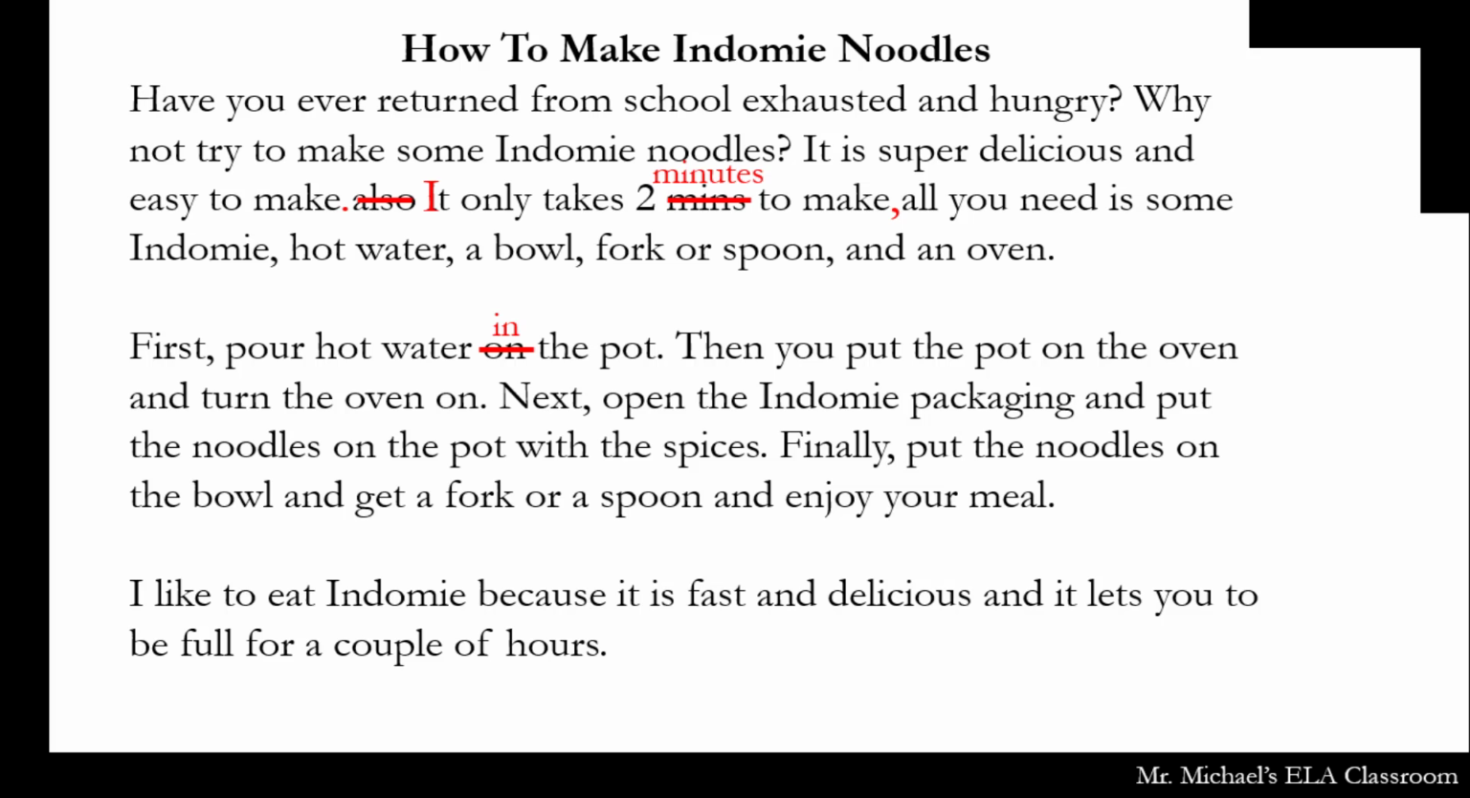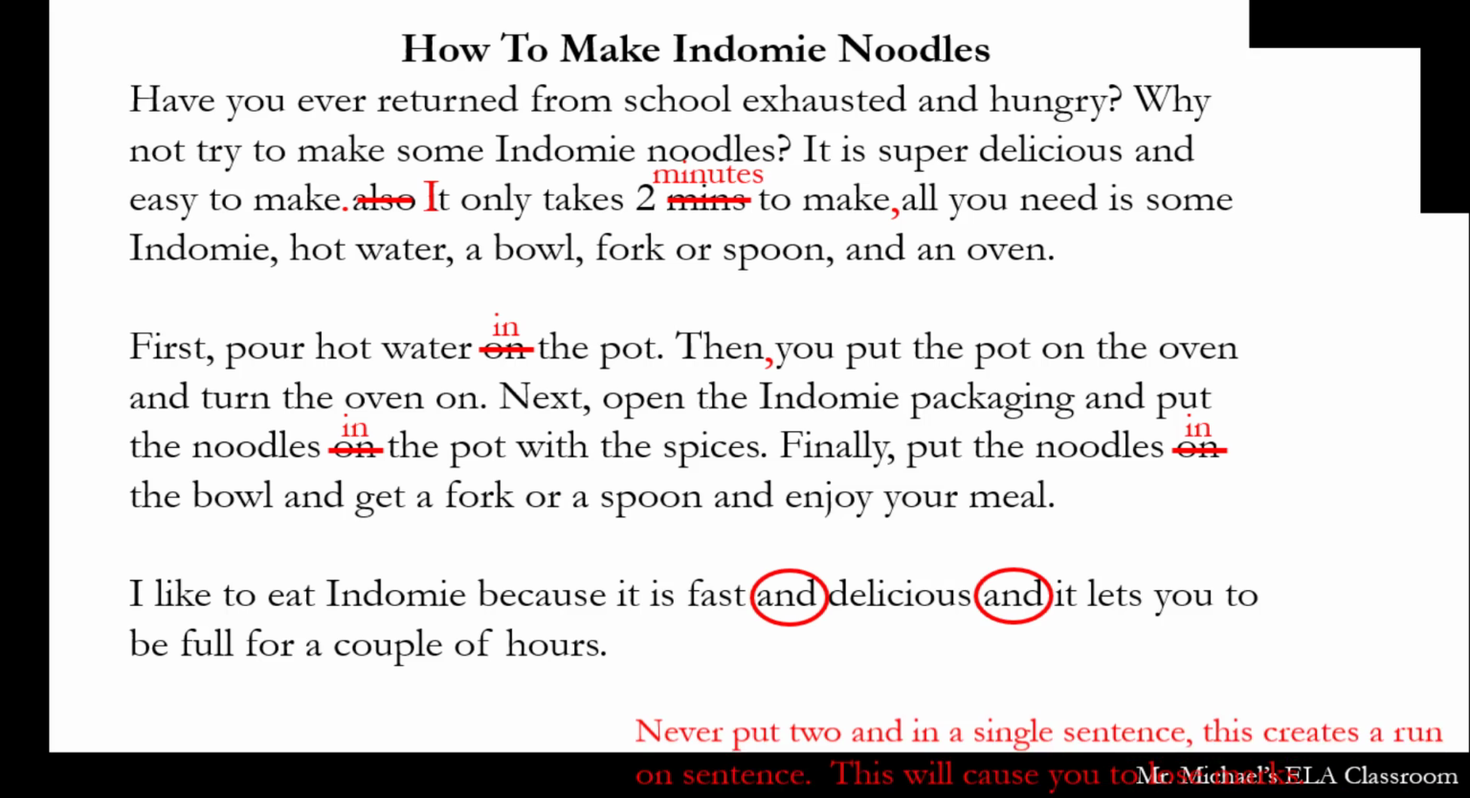Again, this is a very common error where we put in instead of on. If we want to think about it, this is putting water in the pan. This would be putting water on the pan. So you can review our prepositions of place. Could use a comma there. Again, word change, word change.